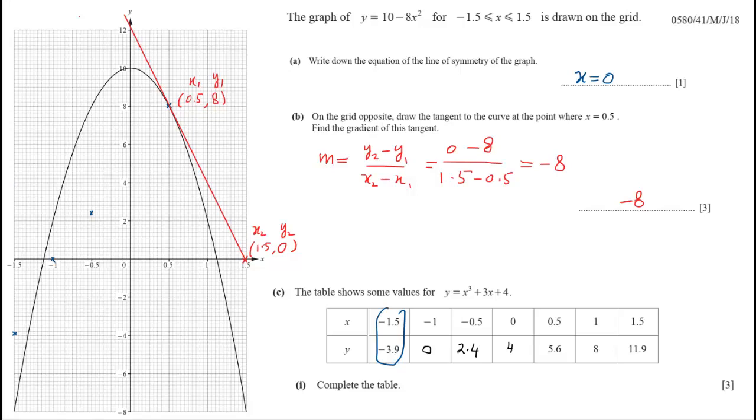Okay, the next point is 0 and 4, 0 and 4.